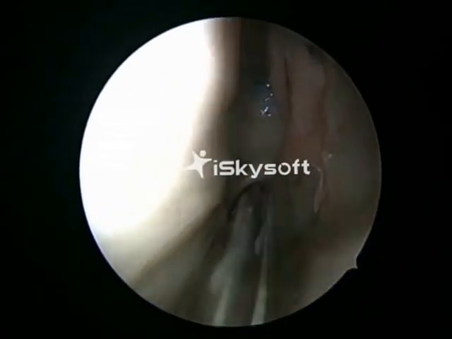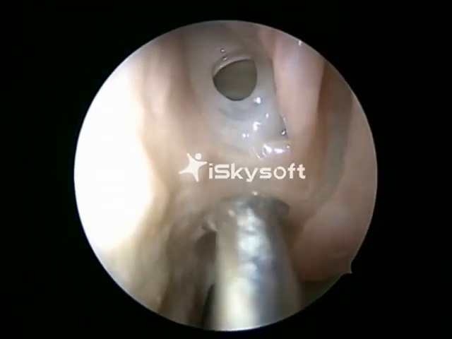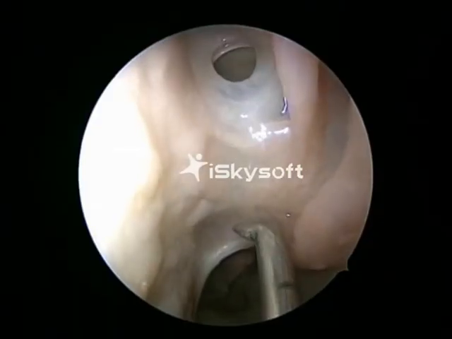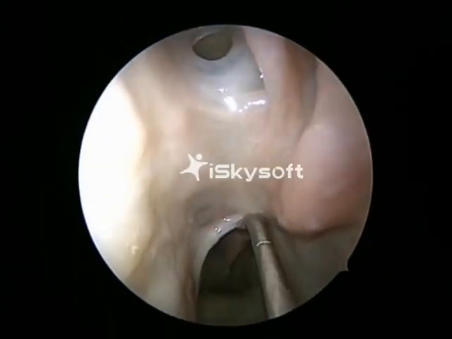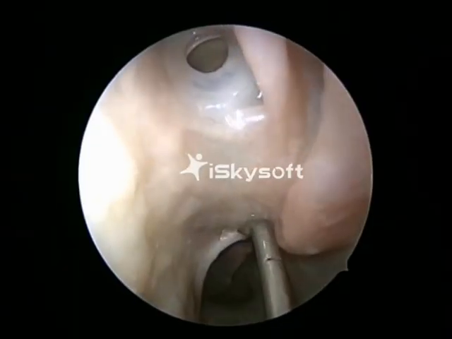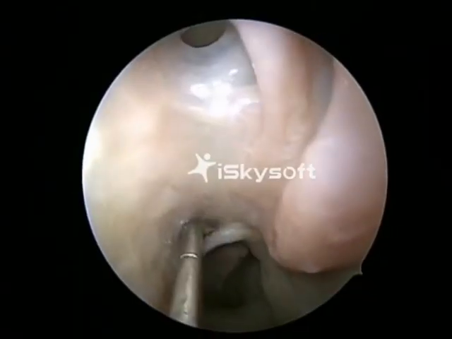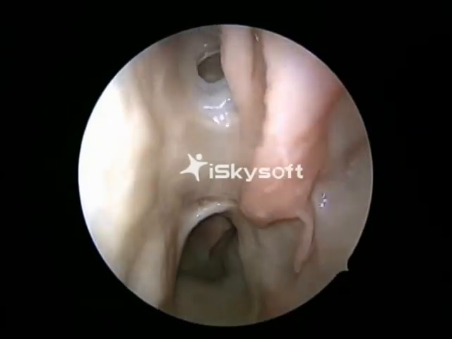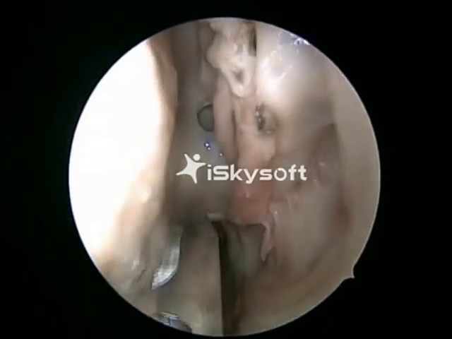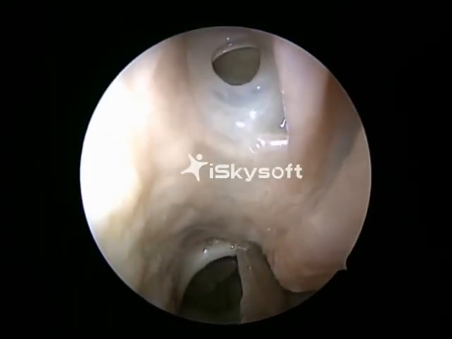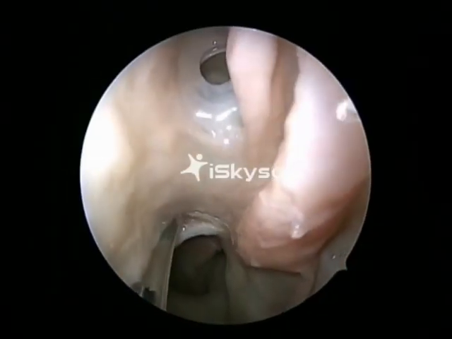The first incision is made on the superior aspect of the choana. That's the choana, the superior aspect, and that's the level of the incision. The incision is made using a 15-blade knife. It is carried inferiorly along the floor of the nasal cavity.